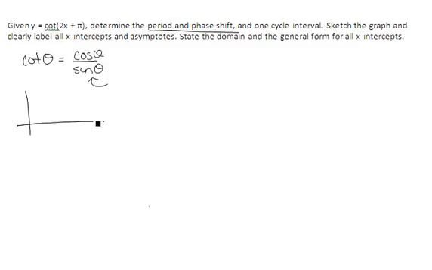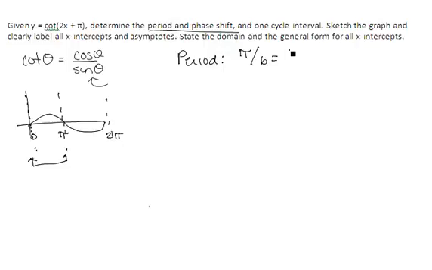If I did a quick sketch of sine theta, I would recognize that sine of theta takes on values of 0 at 0, pi, and 2 pi. Therefore, our vertical asymptotes for the cotangent function would also occur at these domain restrictions, 0, pi, and 2 pi. This will help us recognize that the period for cotangent is originally pi units. Therefore, our period of our function that is given would be pi divided by b, which is pi over 2.